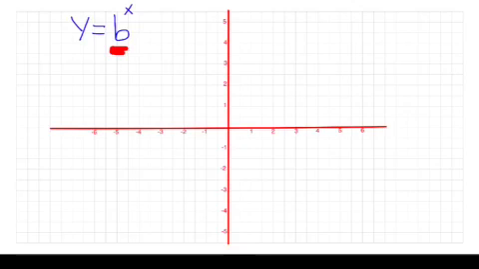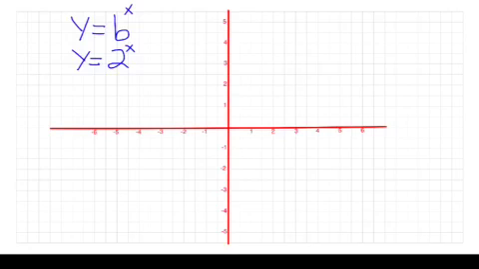Now we're only going to look at 2 of them, and then the rest will have similar characteristics. We first want to look at the ones where b is greater than 1. Those will be exponential growth functions. And then we'll look at one where b is between 0 and 1, which is a fraction. That will be an exponential decay parent. So let's just get started by looking at y equals 2 to the x. I picked 2 because it's the first integer bigger than 1. Pretty easy to work with.